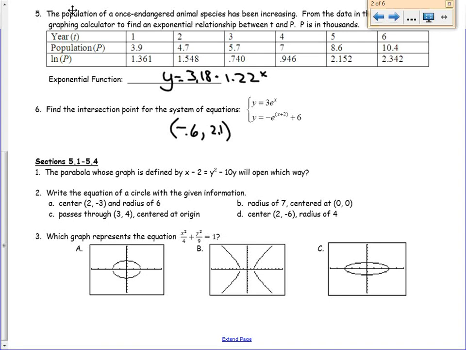I'll put 5.1 through 5.4, fourth period, or 5.1 through 5.4, seventh period. So many of these are the same. There's no need to just kind of repeat down the same problem over and over.